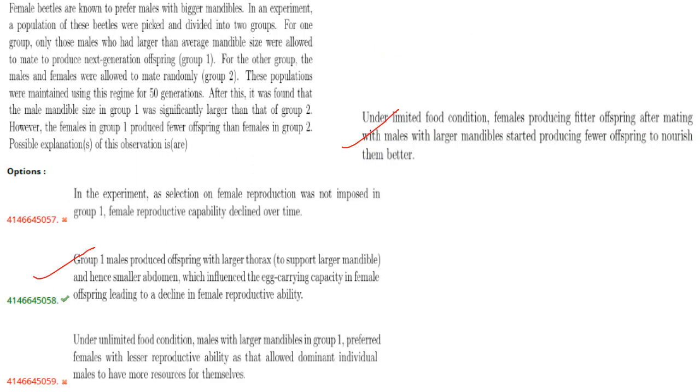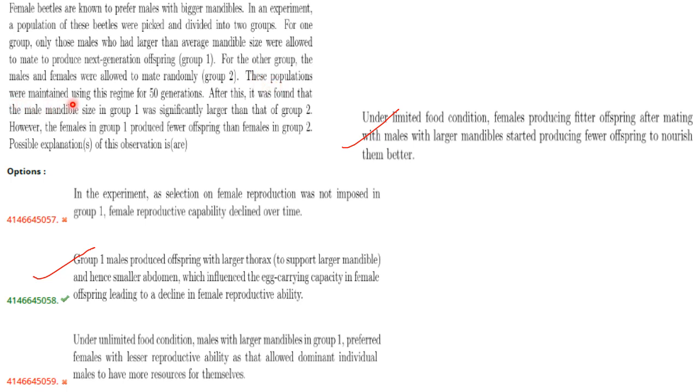Then next one. Female beetles prefer males with bigger mandibles. In an experiment, a population of these beetles was picked and divided into 2 groups. For one group, only those males who had larger than average mandible size were allowed to mate to produce next generation offspring, that is group 1. So in group 1, the males have larger mandibles, and for the other group, the males and females were allowed to mate randomly. So it can be larger mandibles or smaller mandibles, so it is random mating. That is group 2.